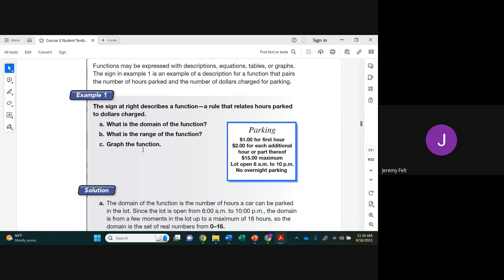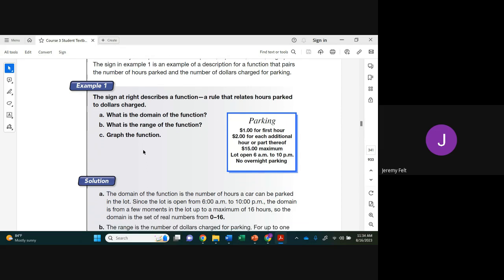So again, domain is all possible x values. Okay, the domain of the function is the number of hours a car can be parked in the lot. Since the lot is open from 6 a.m. to 10 p.m., that is 16 hours. 7 a.m., 8 a.m., 9, 10, 11, 12, 1, 2, 3, 4, 5, 6, 7, 8, 9, 10. So that's 16 hours. So that's the most that it can be parked in the lot without getting towed or fined or whatever. So 16 hours, that would be our domain.